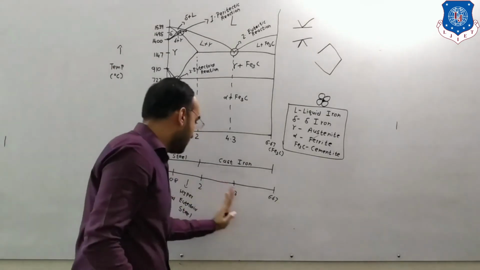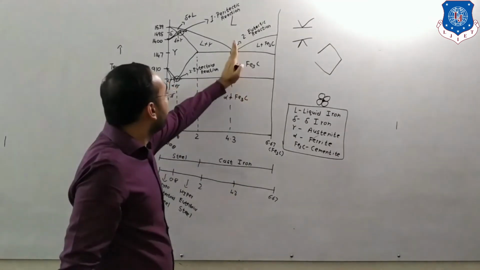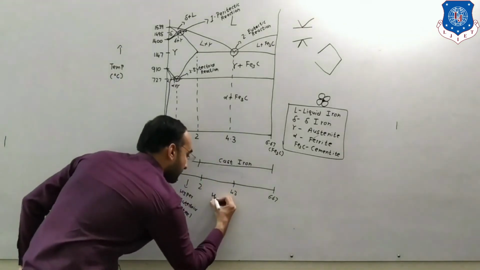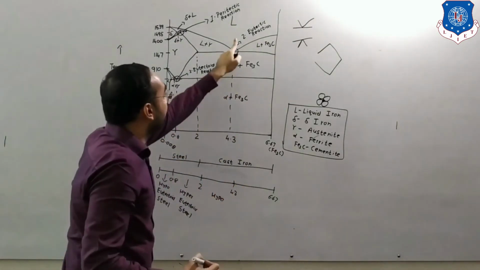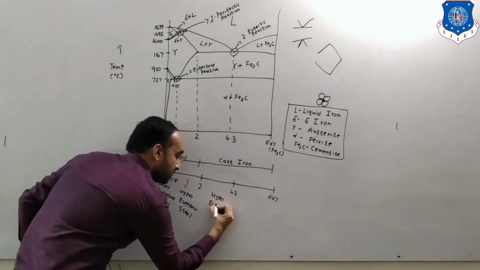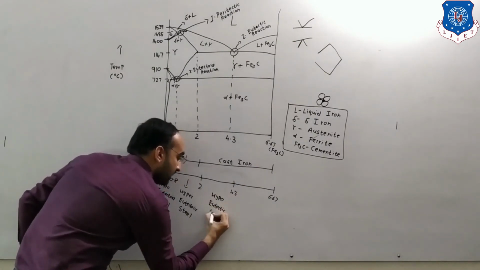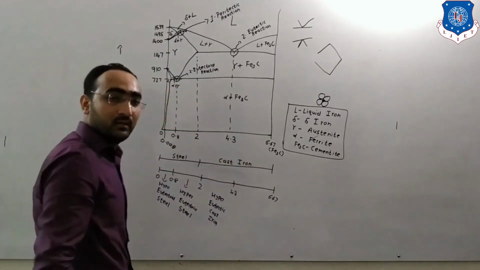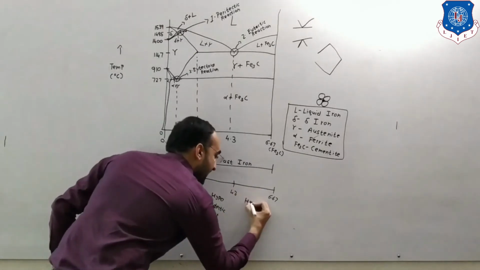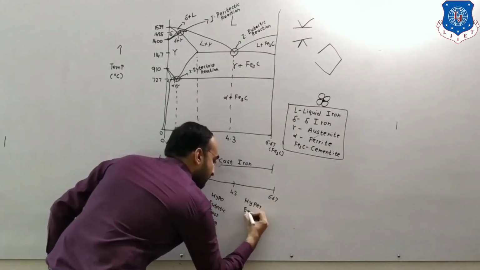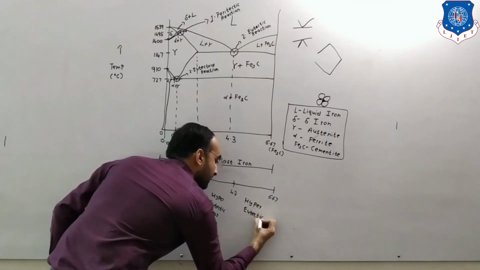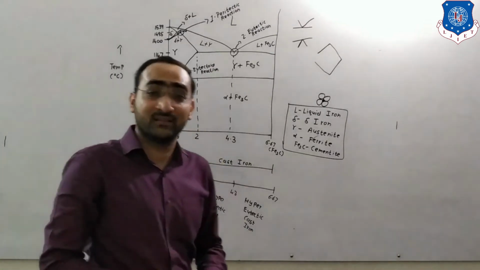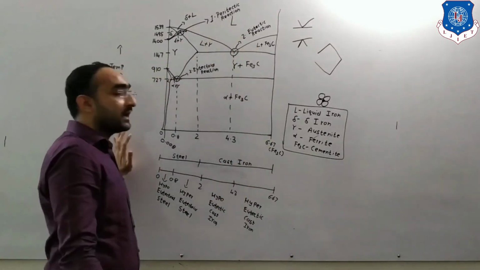In the same way over here, 2 to 4.3. Which reaction occurs at 4.3? Eutectic. Before it is known as hypo, and the reaction that occurs is eutectic. So hypo-eutectic cast iron. In the same way, after 4.3, it is known as hyper-eutectic cast iron. And in such a way your whole iron carbon diagram has been completed.